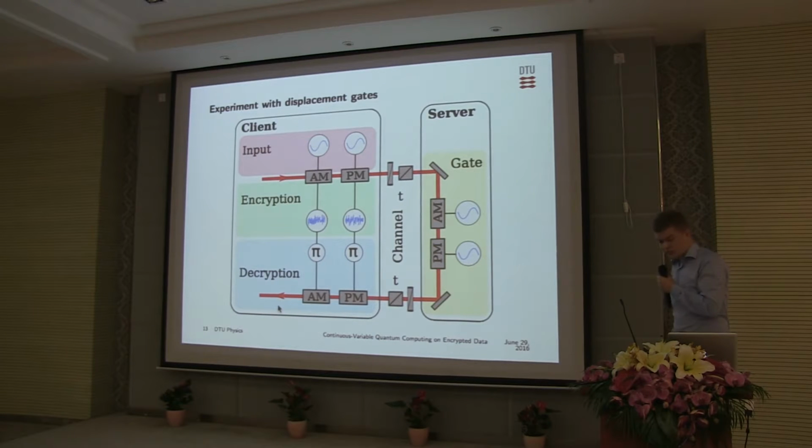Okay. So we did two experiments, one for the displacement gates and one for the squeezing gates. And here you just have, once again, a fairly boring input coherent state. You encrypt it with some noise source. You transmit it through this lossy channel. The server again does a displacement, which is a combination of these two displacement gates, X and P. You send it back through this lossy channel, and you decrypt. In this case, it's easy because it's just the phase shifted noise that you put on in the first place that you have to cancel out again.